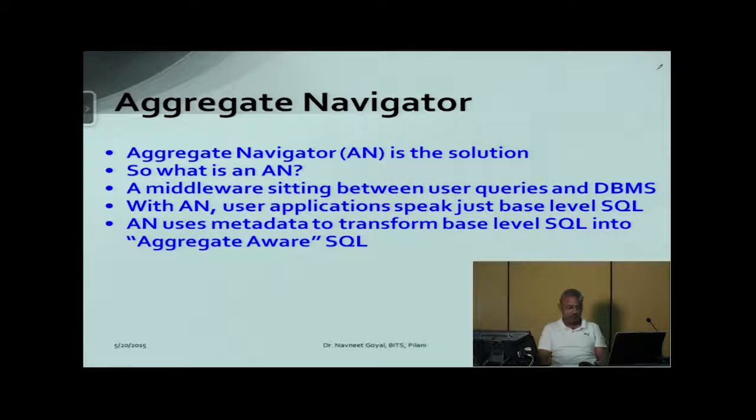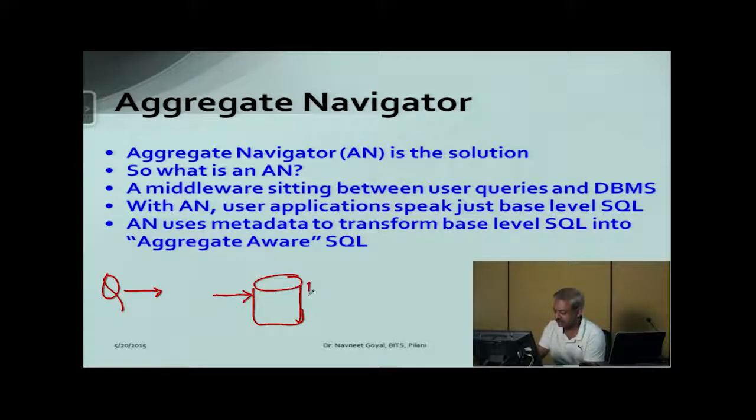With Aggregate Navigator, user applications, or user queries, just speak base level SQL, right? And what the AN does is it uses the metadata to transform base level SQL into aggregate aware SQL. So what is happening here? This is a query that I submit, and it has to be answered using this database.